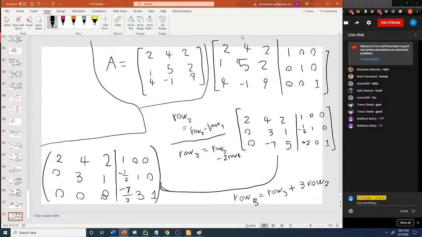So we subtract 1/2 row 1 from row 2, and then we subtract 2 times row 1 from row 3. And then finally, we set row 3 equal to row 3 plus 3 times row 2. So you get 3 different operations. And what we're going to do from these operations is form another matrix that's related to this one, but is somewhat different.